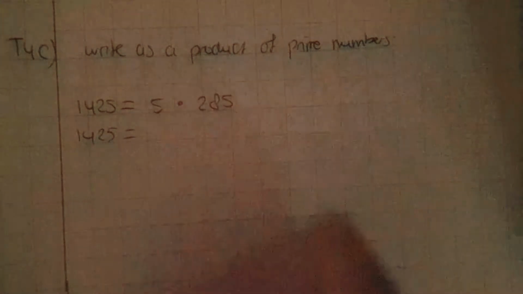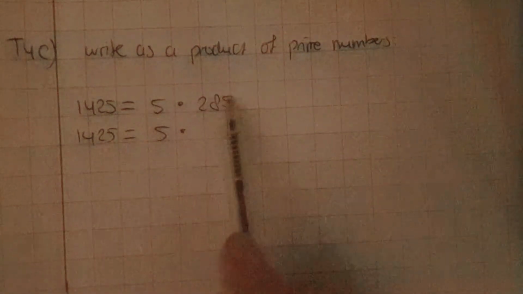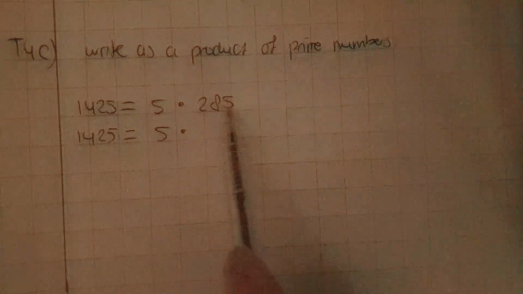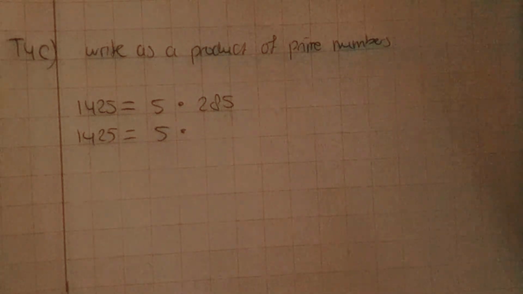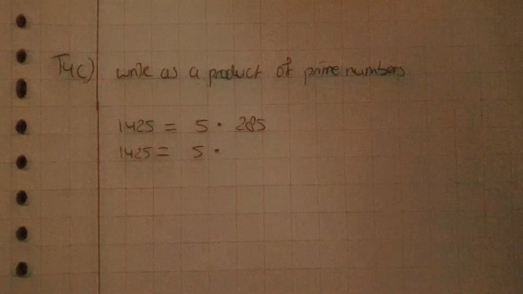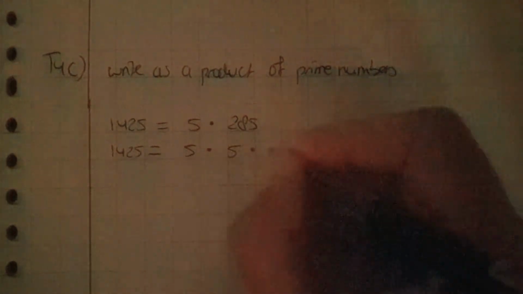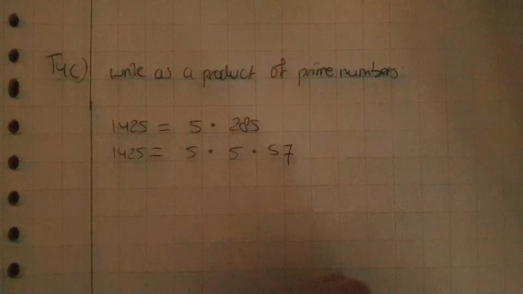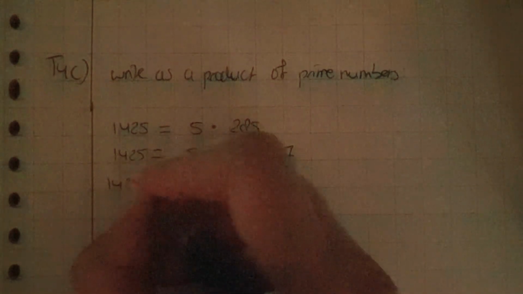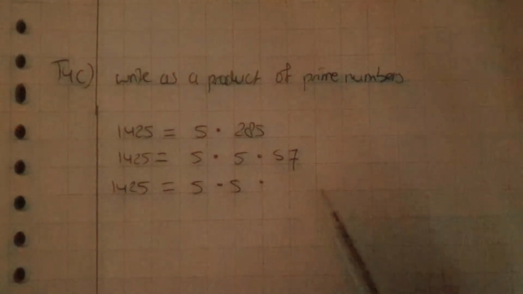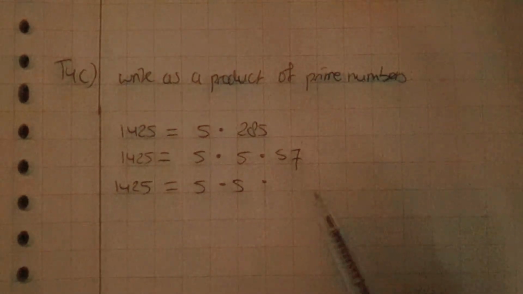Okay, then I'm gonna try to find more prime numbers. So I already have the 5. Now, what about 285? Look at the last number again. I can divide this by 5 again. So let's do that. 285 divided by 5 is 57. So 285, you can also write it down as 5 times 57. Okay, one more step. So 1425 is 5 times 5 times 57, let's see if I can make 57 a little bit smaller.